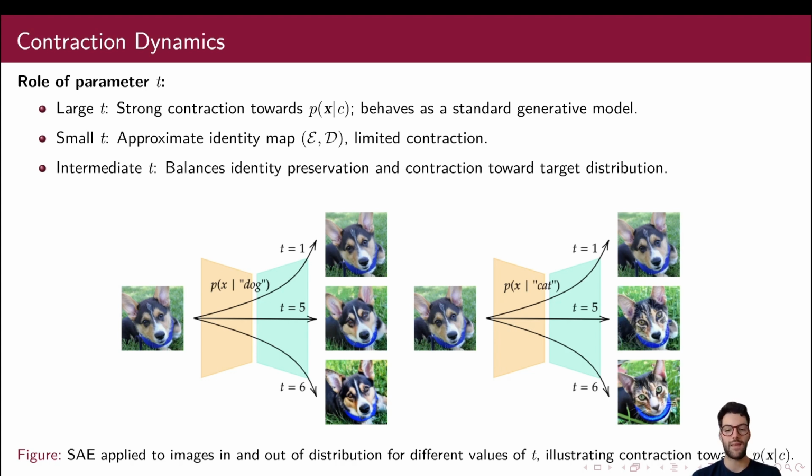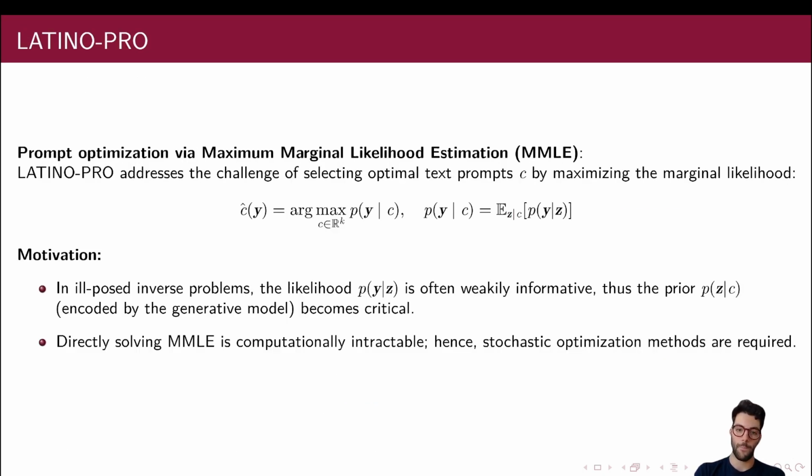While in the right case, when the prior is a cat and not a dog, as soon as the time t keeps increasing, we leverage a lot on the prior. So we are shifting the input distribution, which is the distribution of images of dogs, towards the distribution of images of cats. When t is small, in both cases, we get basically the identity map, because the stochastic autoencoder tends to the identity when the time t is really small.